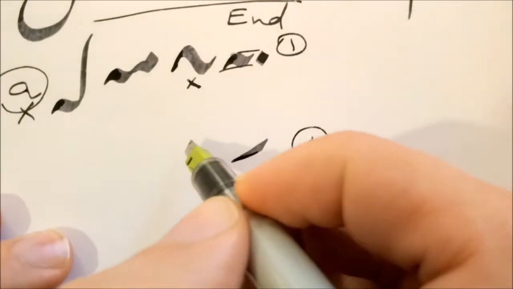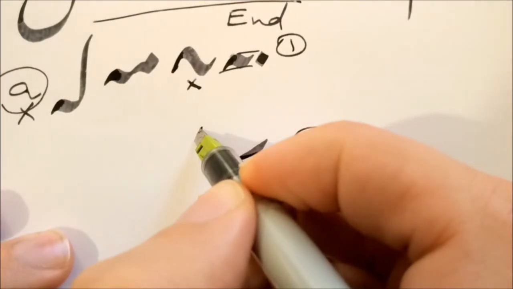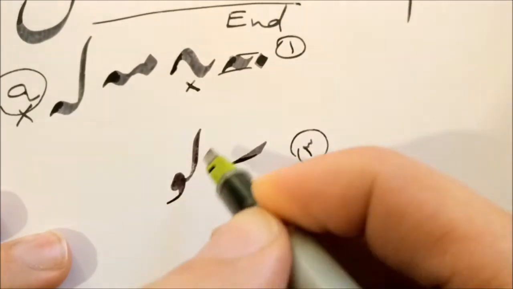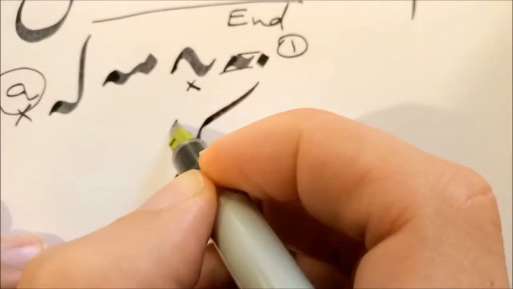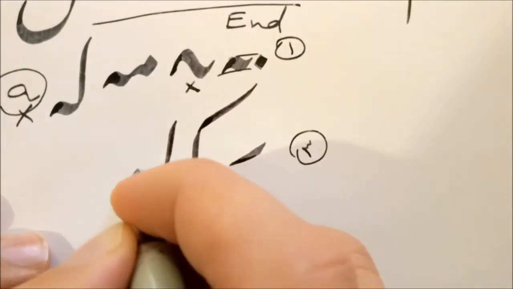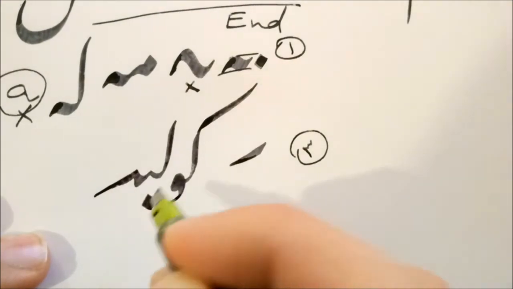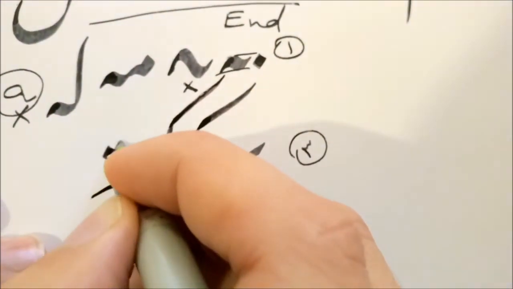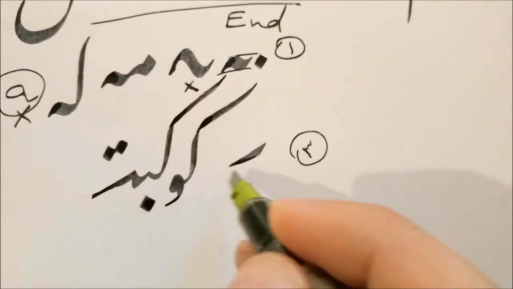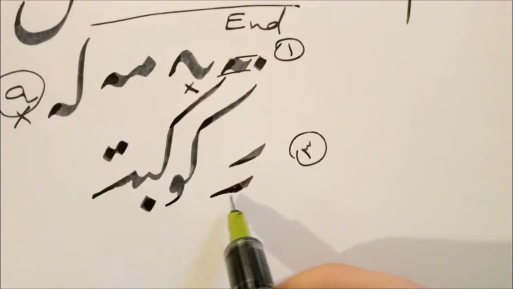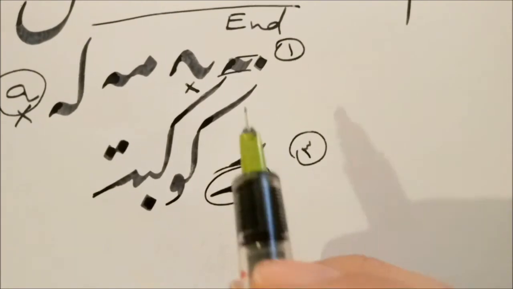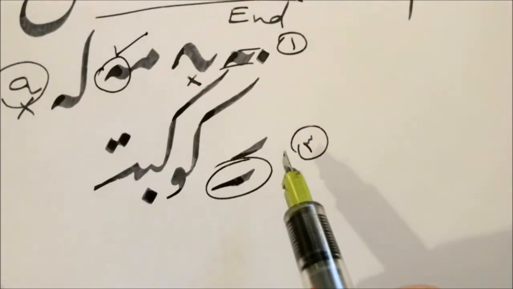Let's write كوكبه or كوكبه. كاف واو. كاف باء. The rules for the ta marbuta are the same as the ha, so it's basically a sharp end, a spear shaped thing. But you would usually use these shapes for the majority of the scripts.